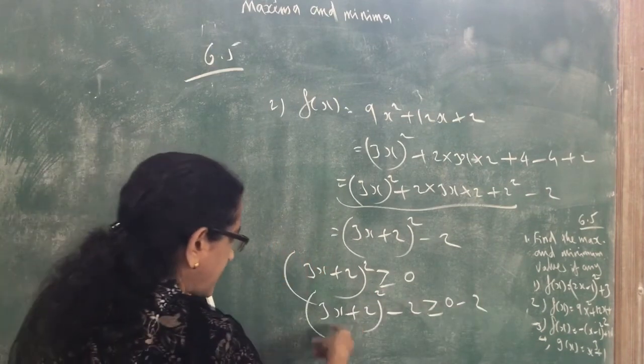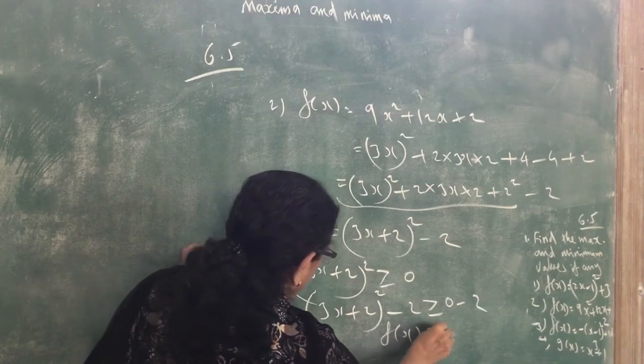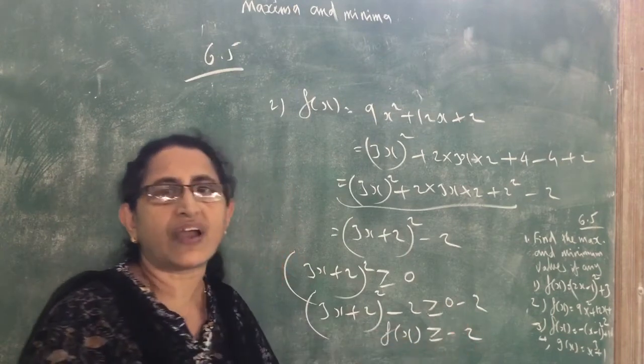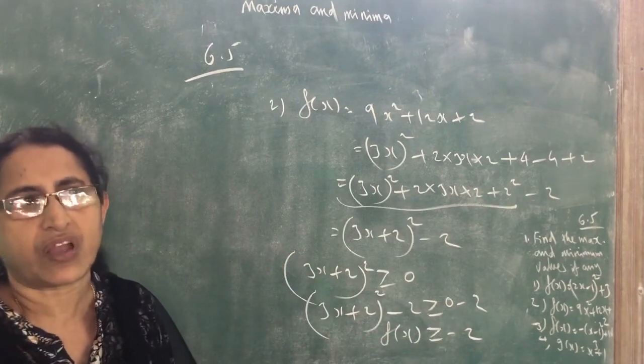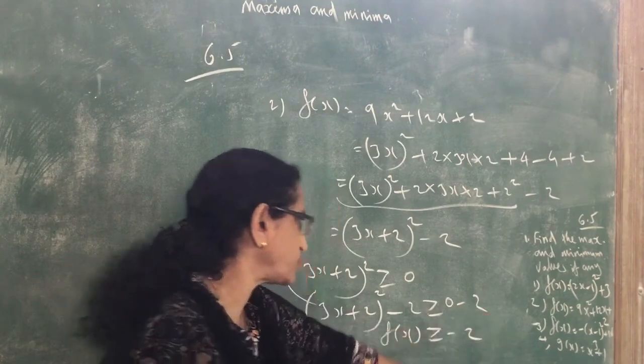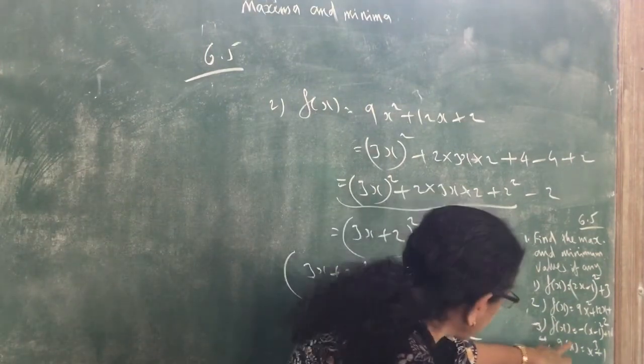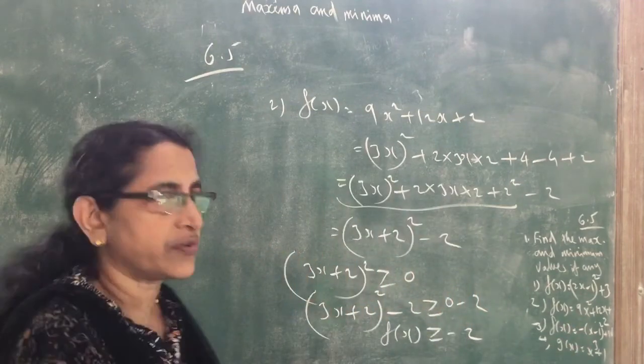So we get, this is same as f of x. F of x is greater than or equal to minus 2. So that means minus 2 is the minimum value of the function, and there is no maximum value. Minimum value is minus 2. So like that we can find the minimum value of the function. Now next, the third question. Okay, we'll continue in the next session.